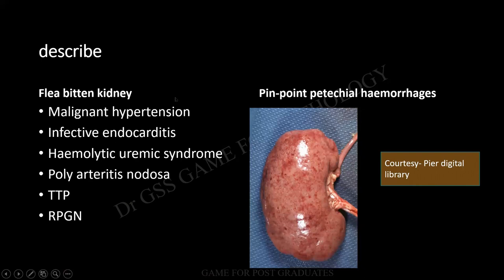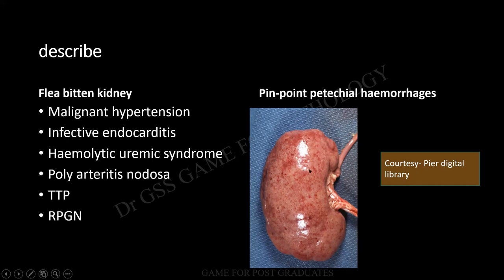Flea-bitten kidney is another one. Kindly remember what are all the conditions possible. The classical one is malignant hypertension. Endocarditis, quite rare. Hemolytic uremic syndrome. Polyarteritis nodosa. And TTP. Rapidly progressive glomerulonephritis. TTP is thrombotic thrombocytopenic purpura.